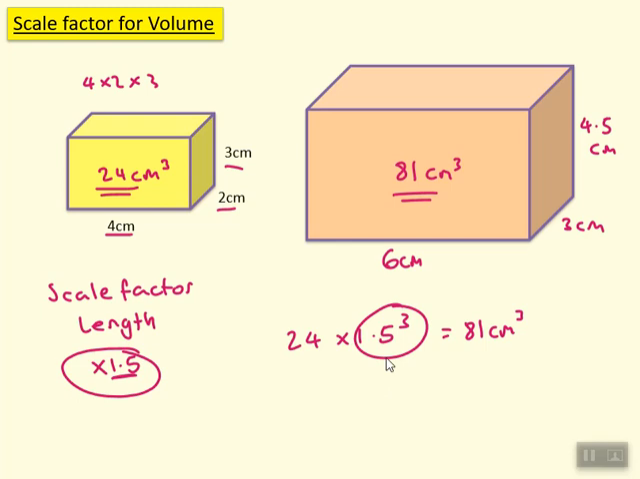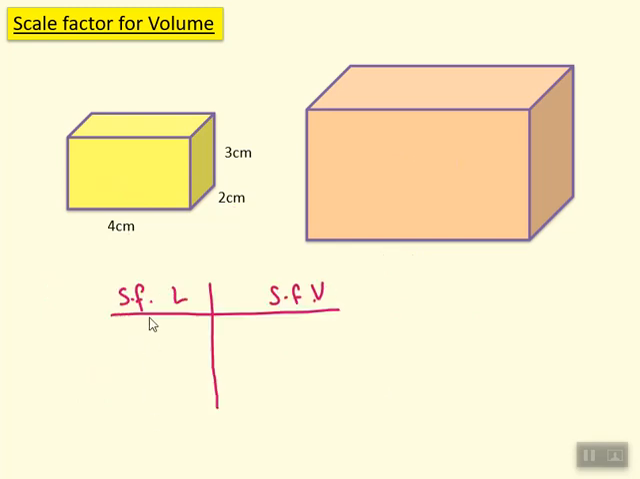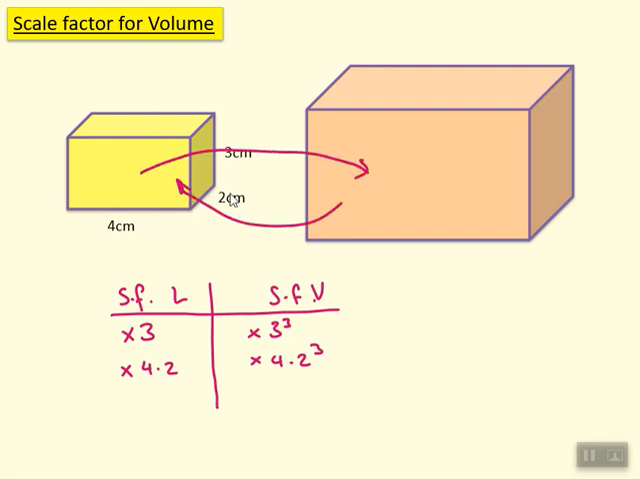And just to summarize that, I'm going to do it in a nice little table. So scale factor for length. For example, if I multiply all the lengths by 3, then the volume gets multiplied by 3 cubed. If I multiply all the lengths by 4.2, then the volume is multiplied by 4.2 cubed. And remember, that's to get from the small one to the big one, so you have to divide to go backwards, obviously.